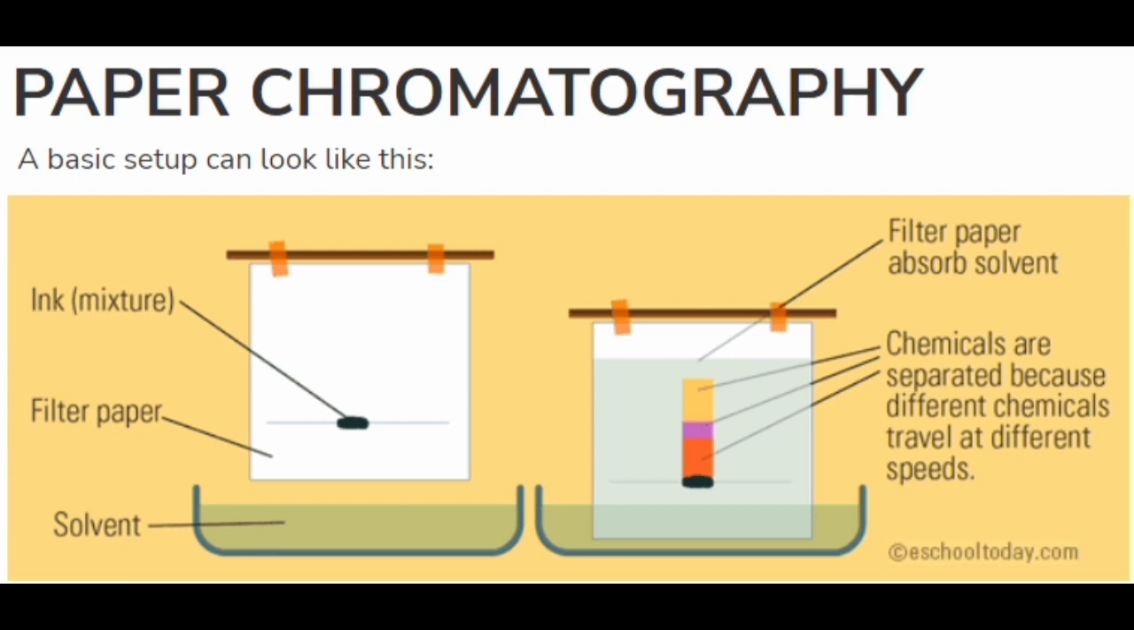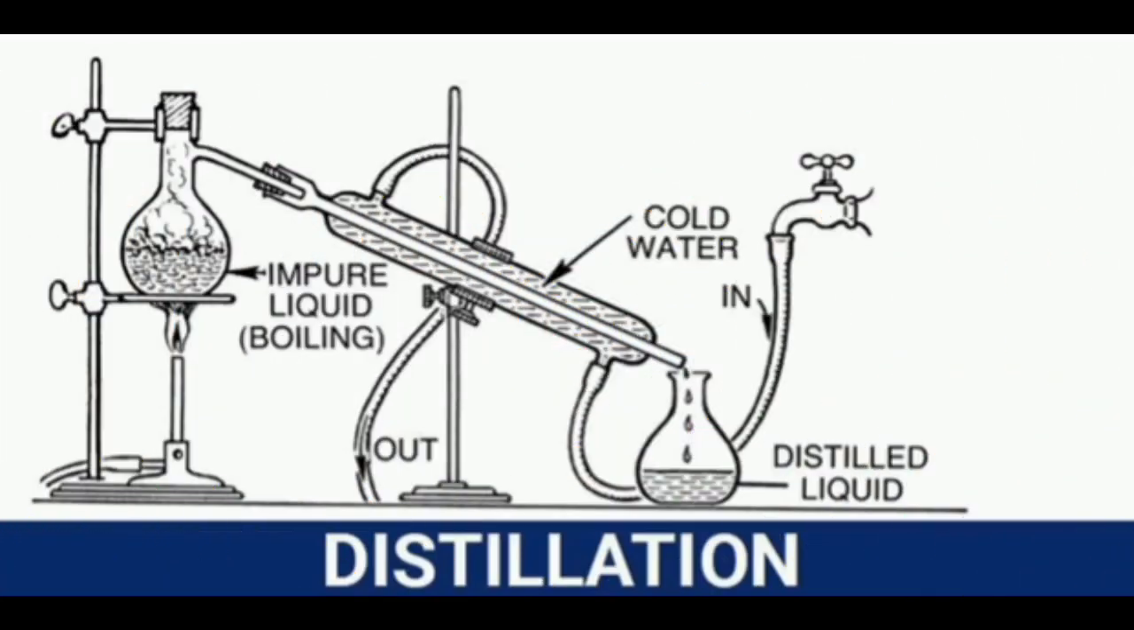The second separation technique we're going to consider is simple distillation. Of course, distillation is of two types. We have simple distillation, and we have fractional distillation. We'll look at simple distillation first. Now, distillation generally is used to separate mixtures that are composed of two or more pure liquids that have a wide range of boiling points.